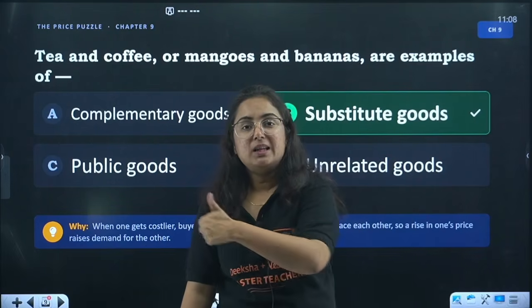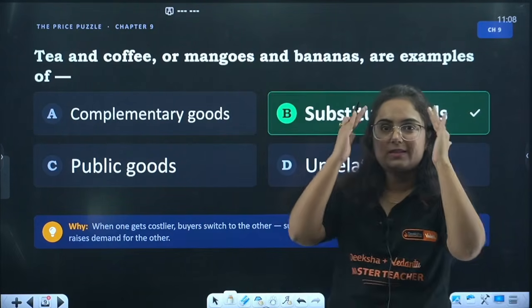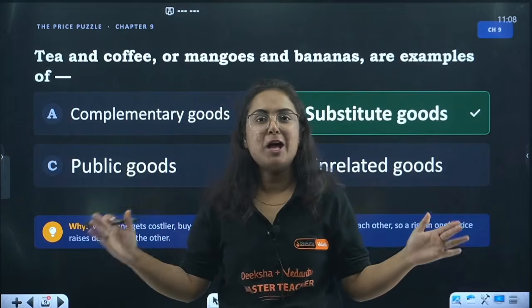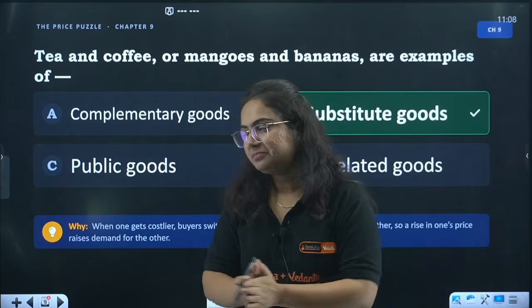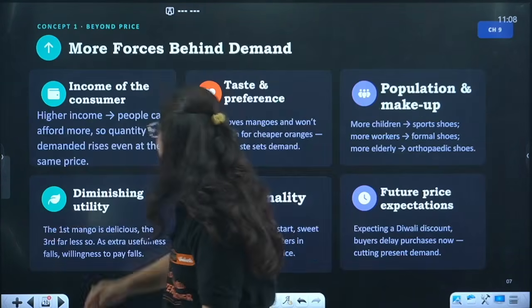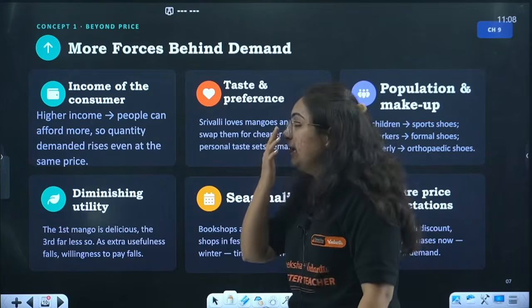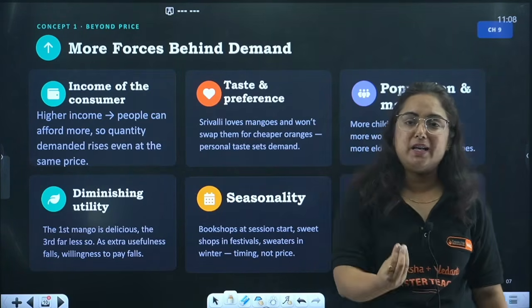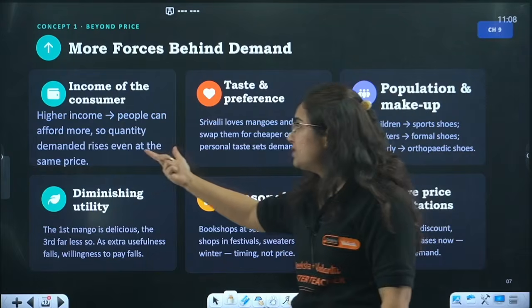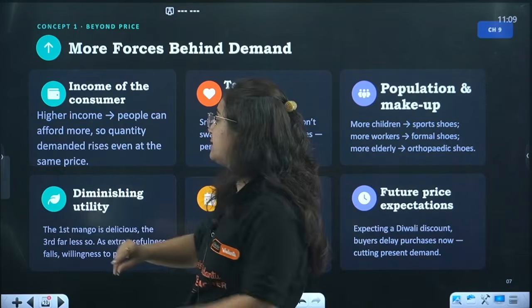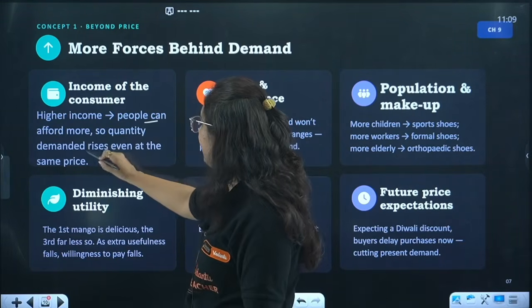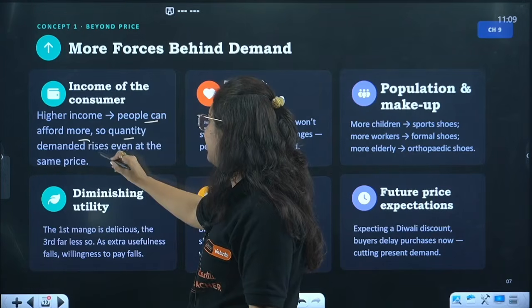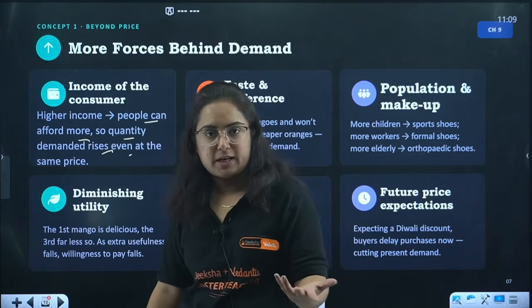And I hope now the concept regarding demand is crystal clear in your mind. Okay? Great to know this. Now moving further, there are more forces on which the demand is dependent, like the income of the consumer. Obviously, if there is higher income, people can afford more. Quantity demanded rises even at the same price, right?